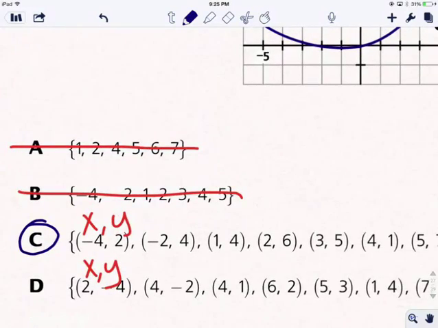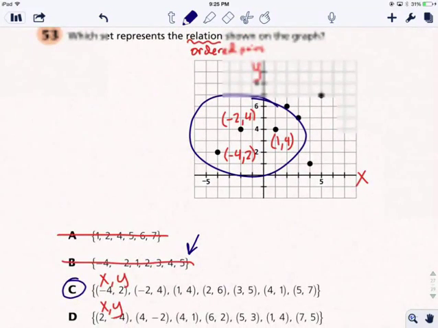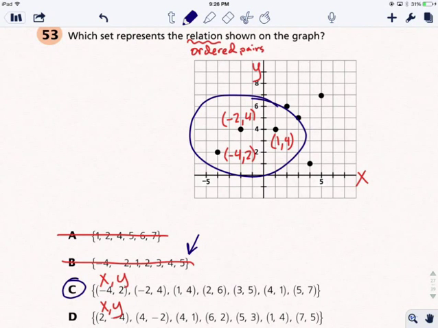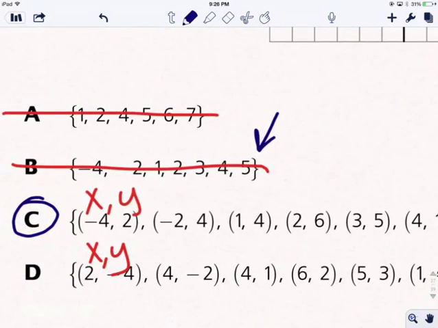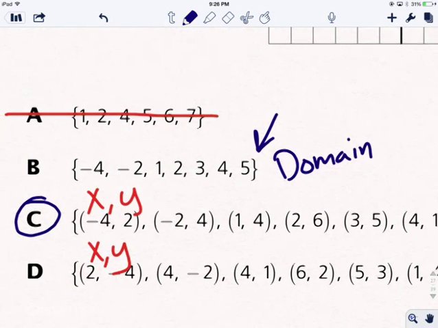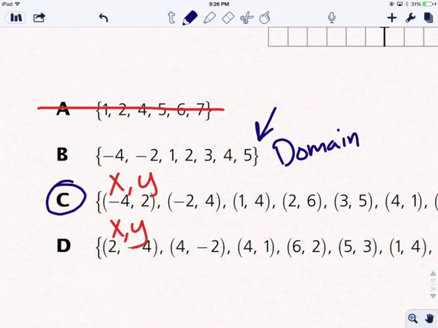Okay. Now answer choice B is not the correct one. It doesn't tell you the whole relation. However, answer choice B does tell you something interesting. Answer choice B is actually the domain of this relation, right? Because domain tells you about the set of x values in a relation.